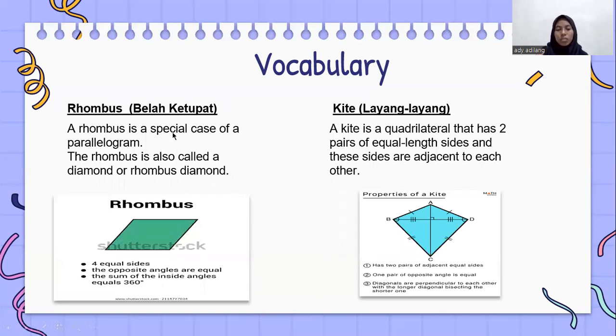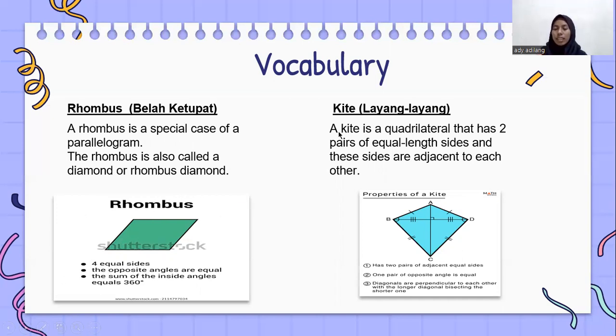Next, rhombus, or we call it bola ketupat in Indonesian language. A rhombus is a special case of a parallelogram. The rhombus is also called a diamond or rhombus diamond. The picture below shows the shape of the rhombus.